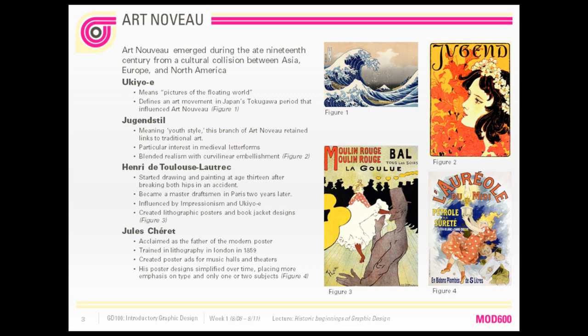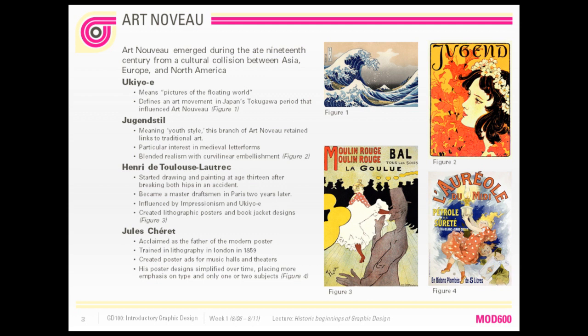Jugendstil, meaning youth style, was basically a branching of Art Nouveau that showed a particular interest in curvilinear embellishment. So again, that's that. If you look at the floral embellishment and the curvilinear organic flow that it creates, that's Jugendstil.